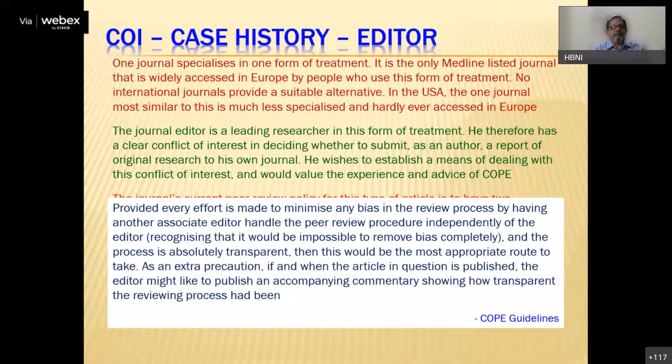So, provided every effort is made to minimize any bias in the review process by having another associate editor handle the peer review procedure independently of this editor, and because it is recognized that it will be impossible to remove this bias completely, and the process is made completely transparent, this would be the most appropriate route to take. Okay.